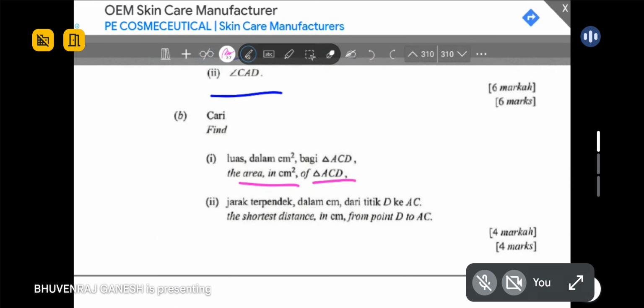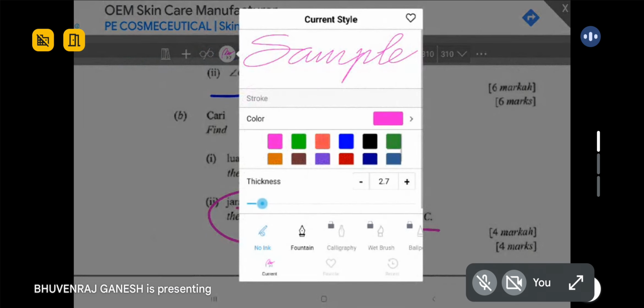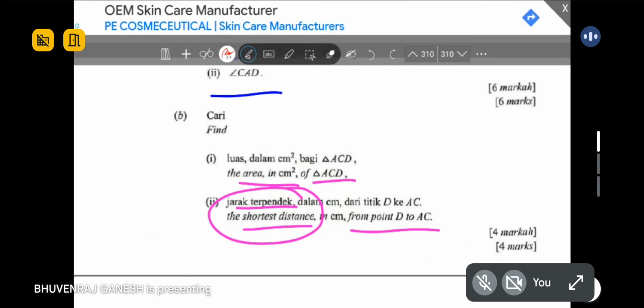Seterusnya, they ask you to find the shortest distance, guys. Jarak terpendek. What does this mean, guys? When you see question kata jarak terpendek, dia nak cari apa, guys? What they want you to find? Shortest distance. May I know? Shortest distance. Anyone? Think and see. Jarak terpendek. What must you find?